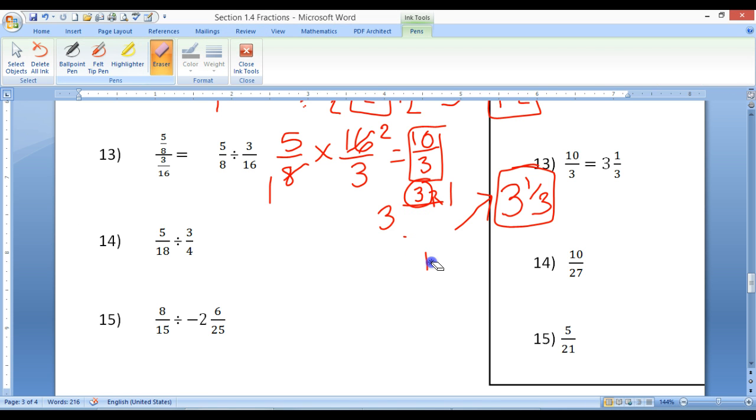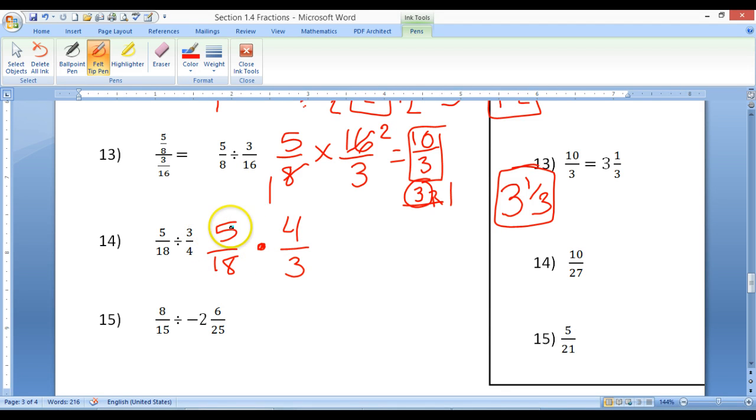Just erase some of this so that I have some room to do some scratch work. All right, so let's go ahead and move to the next one. 5/18 divided by 3/4. Again, we keep this very first number, 5/18. It stays the same. But the second number, multiply by the reciprocal, which is 4/3, and see if I can reduce beforehand because it makes it nicer.